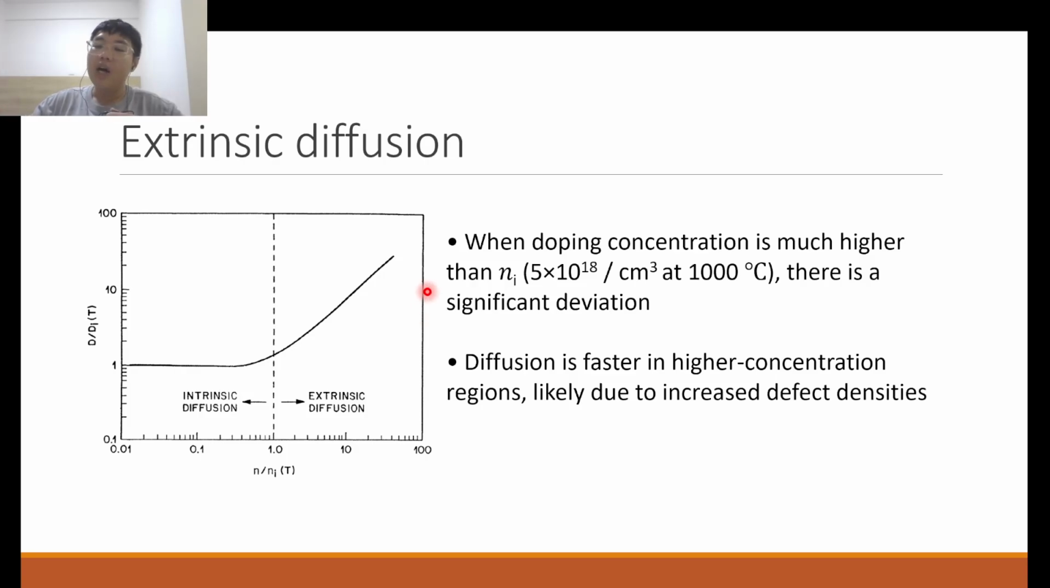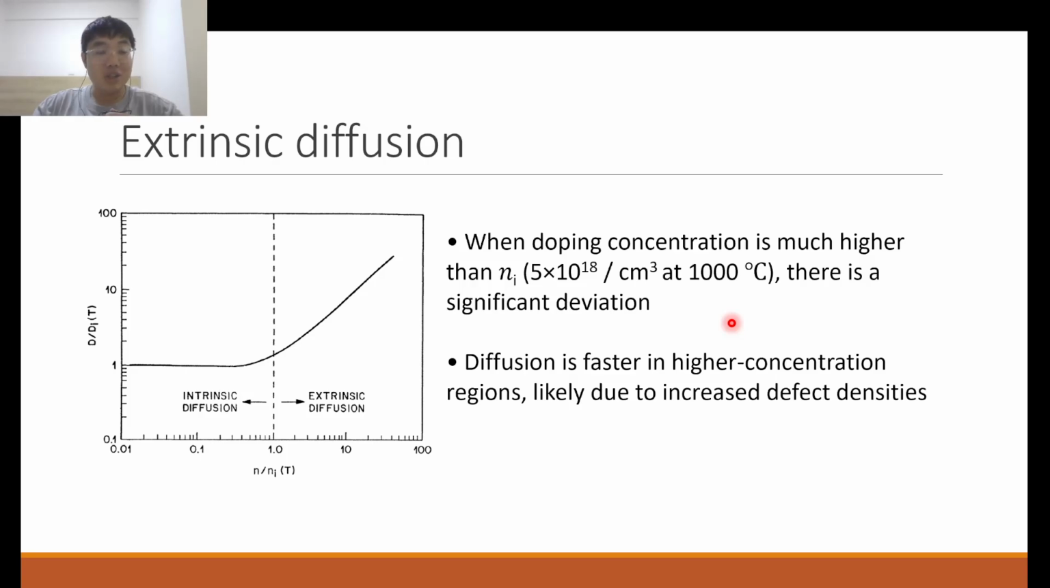As mentioned earlier, oftentimes when you talk about diffusivity, the diffusion coefficients, we consider the case of intrinsic diffusion in intrinsic silicon. However, when the doping concentration is much higher than the intrinsic carrier concentration Ni, there is a much more significant deviation of the diffusion coefficients from the ideal intrinsic case. This effect on diffusion is an enhancement kind of effect. Basically, diffusion is faster in extrinsic diffusion in regions where there's a higher dopant concentration.